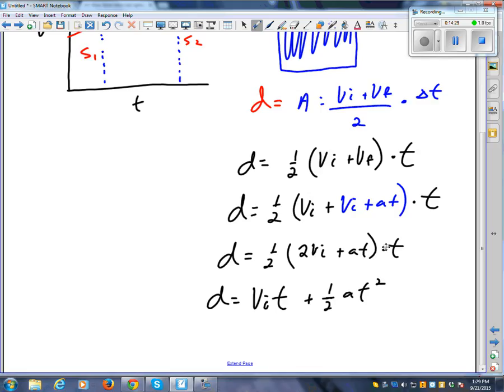And that, my friends, is special kinematics formula number 2. D equals VIT plus 1/2 AT squared. It's going to become one of your best friends in the next couple of weeks. D equals VIT plus 1/2 AT squared.